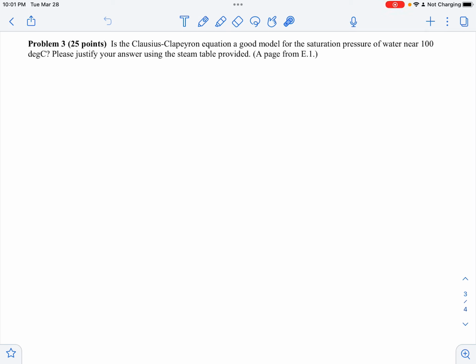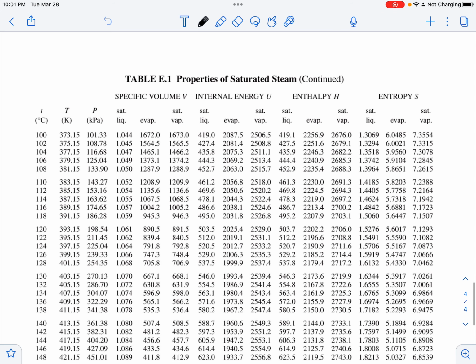This is problem 3 from exam 2 from spring 2018. As I mentioned in the overview, this is probably the first problem I would do on this exam. It asks us to test whether the Clausius-Clapeyron equation would be a good model for steam in the vicinity of 100 degrees C. So the values are given over here.